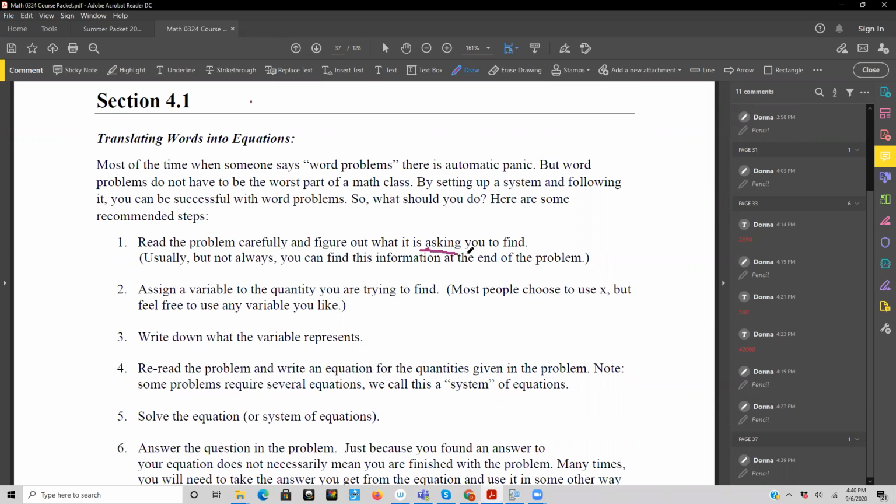First thing is figure out what it is asking you to find. That's important. Usually it's at the end of the problem. It'll ask you a question. So the variable is the thing that you're trying to find, your unknown.